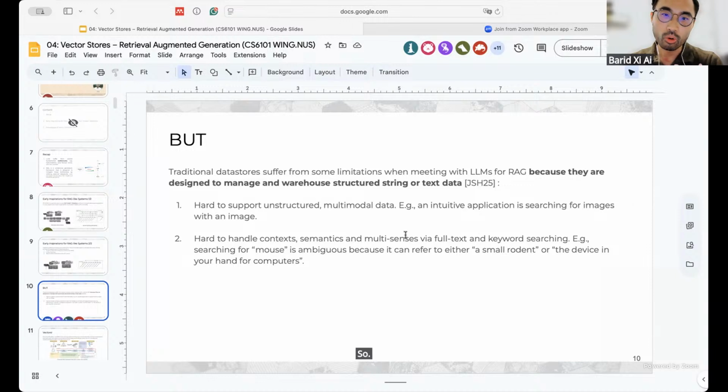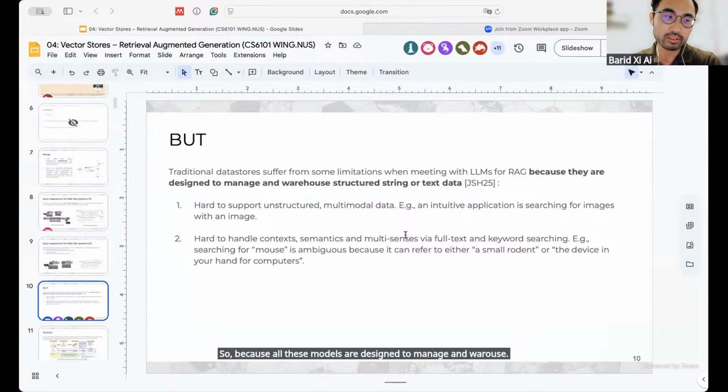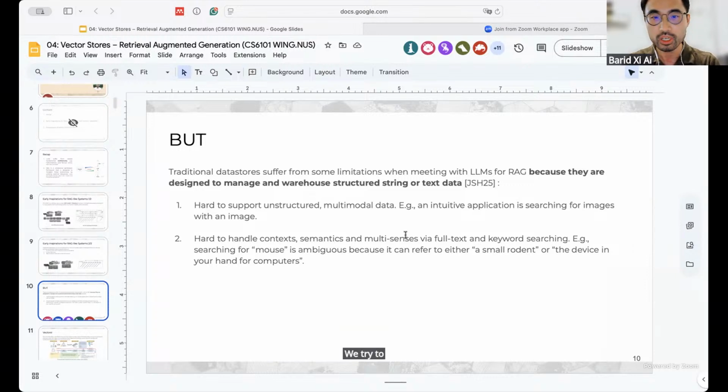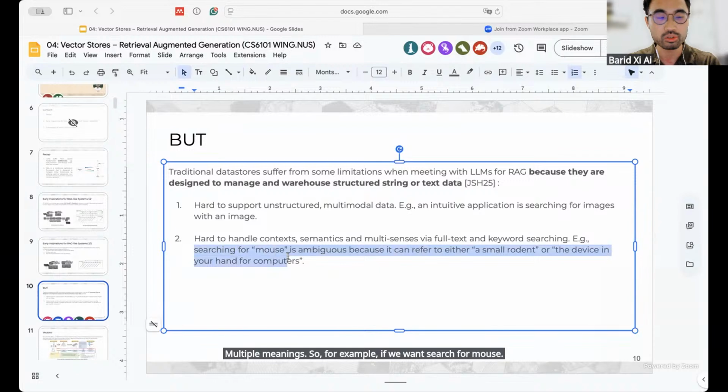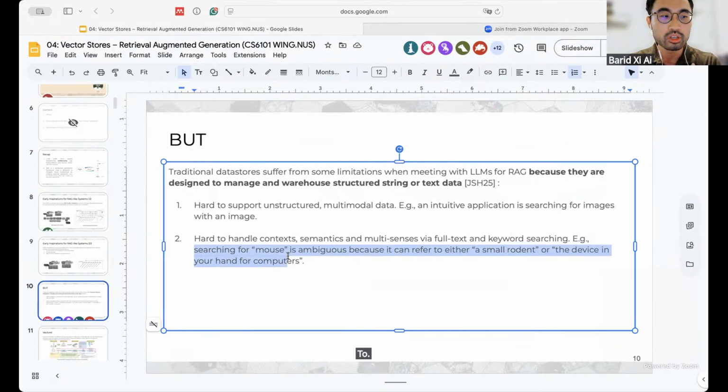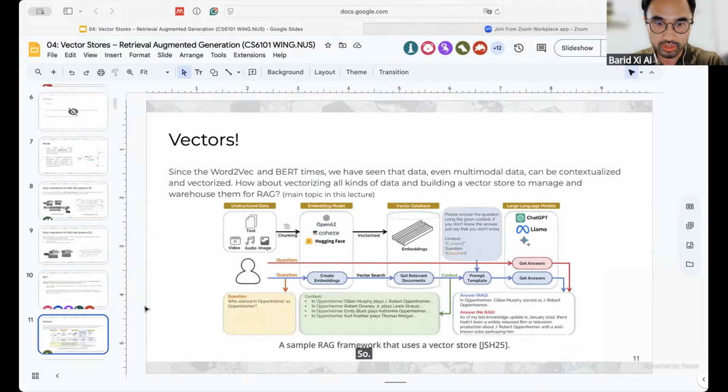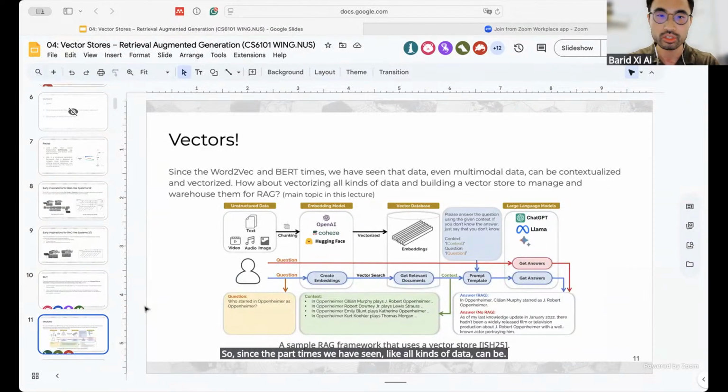Because all these models are designed to manage and warehouse string data. Another limitation here is that when we try to search for something, some words have multiple meanings. For example, if we want to search for mouse, mouse actually has many meanings. In that case, we cannot just use string matching algorithms to find all the meanings for this keyword.